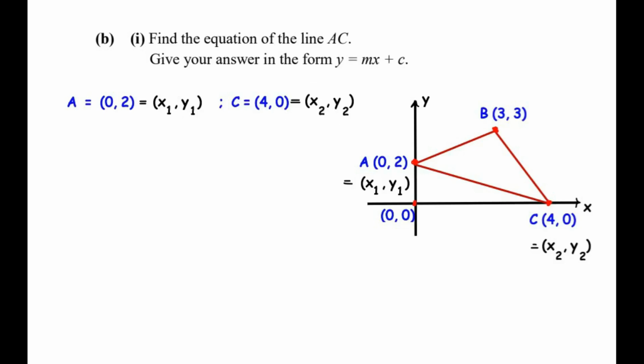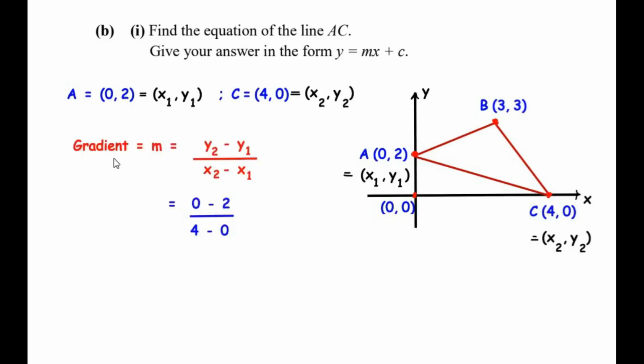Now here we have to find the equation of line AC in the form y is equal to mx plus c, where m represents the gradient or slope of the straight line AC and c represents the y-intercept. So to find the gradient of the line, we have a formula: gradient, represented as m, is equal to y2 minus y1 over x2 minus x1. You can also write it as y1 minus y2 over x1 minus x2. Both the formulae are going to be correct.